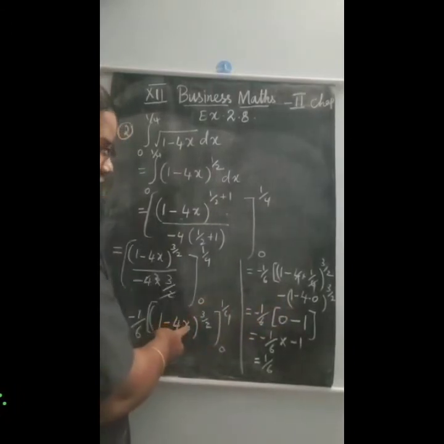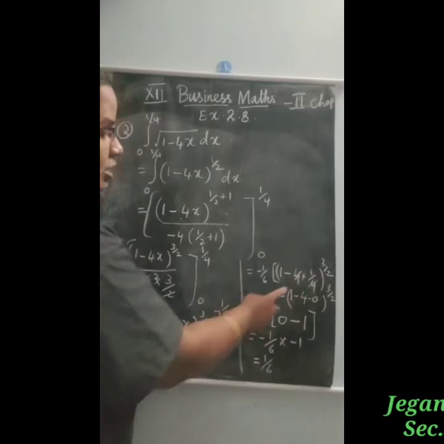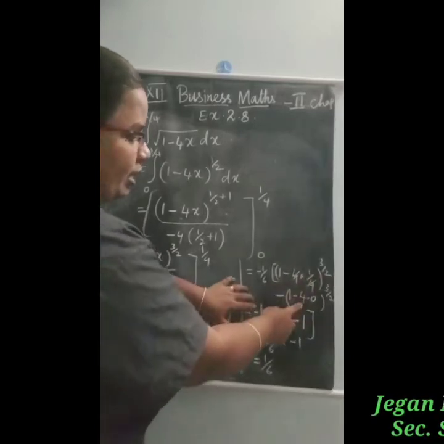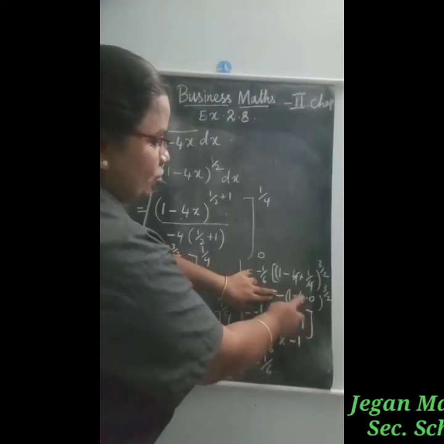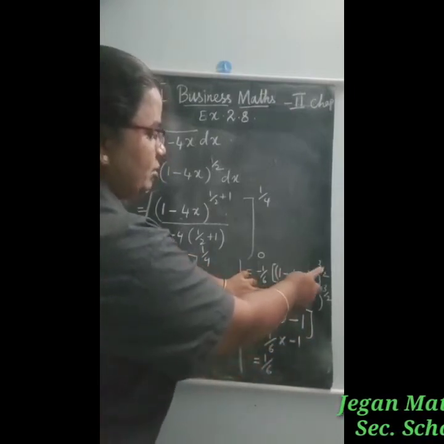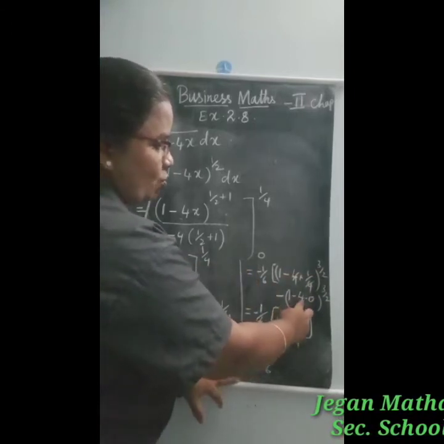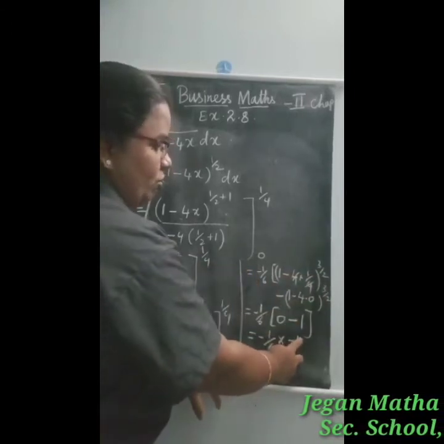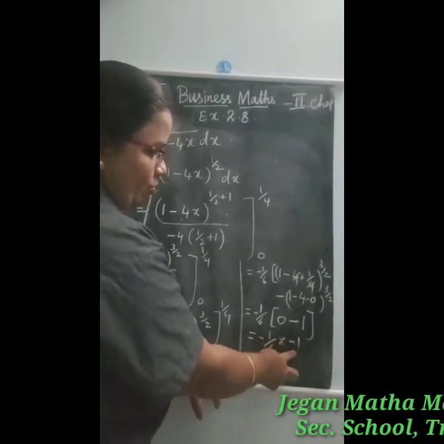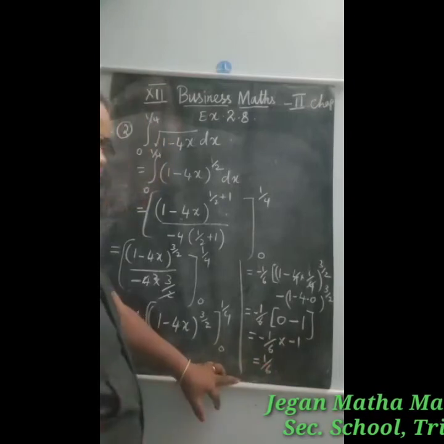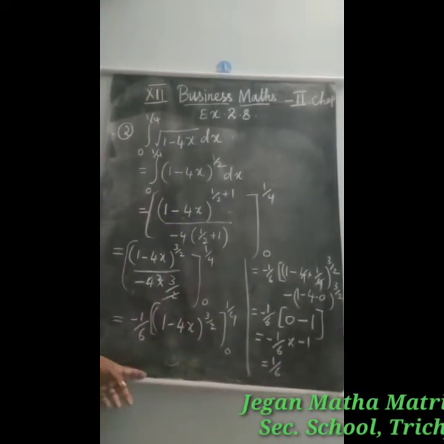Now, first the upper limit you substitute for 1 by 4. So 4 into 1 by 4, and the lower limit 0, you substitute 0. So 1 minus 1 is 0, 0 power 3 by 2 is 0. Here 1 minus 0 is 1, 1 power 3 by 2 is 1. So minus 1 by 6 into minus 1. Minus of minus is plus, so 1 by 6. This is the answer for the second question.